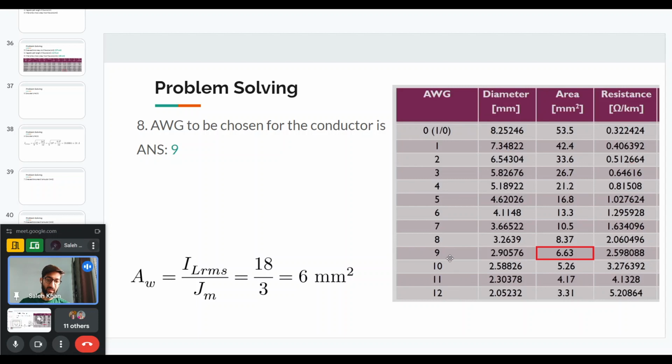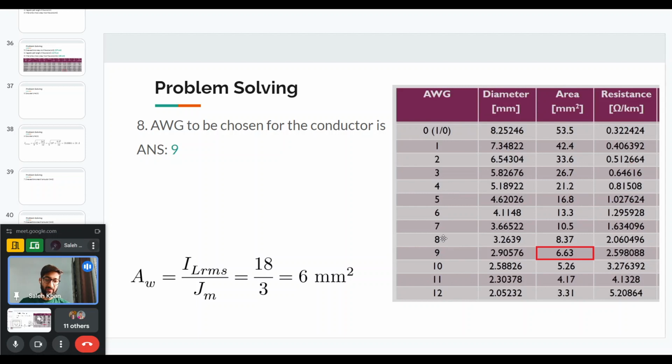And the first AWG that satisfies this condition is AWG 9, because AWG 10 has an area which is less than 6, and AWG 9 has an area which is slightly greater than 6, exactly 6.63 mm square. So the answer to this question is AWG 9. Okay, so I hope that is clear. The AWG has to satisfy the area condition, and it is satisfied by AWG 9.